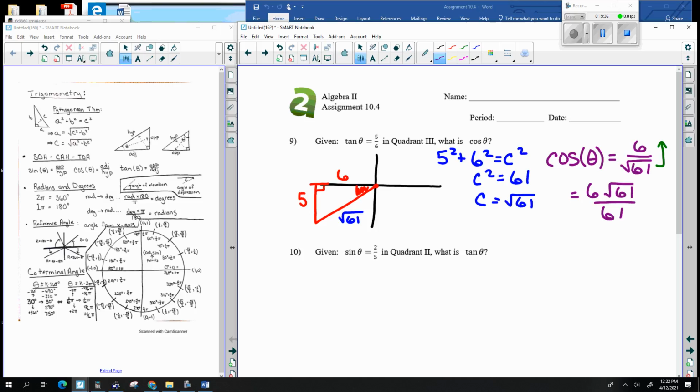And then cosine in quadrant 3. So again, quadrant 3, cosine is positive, positive, negative, negative. So in quadrant 3, cosines are negative. So this answer is what we have, but it's going to just be negative.